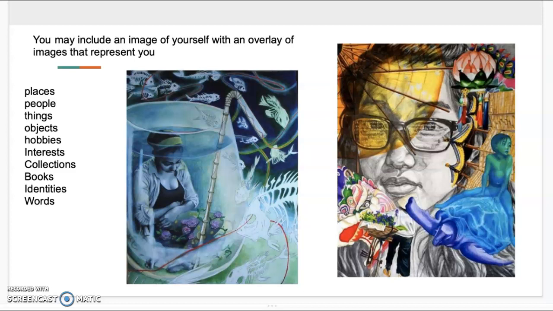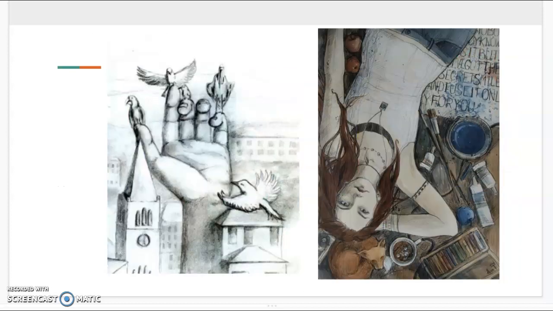So think about the places that you've been, the people that are in your life, the things that are special to you, objects. What are your hobbies? What are your interests? Perhaps you have a collection of some kind. Maybe there are books that you read. What are the things that are your identities? So maybe you make a list of things that are about you first, and you could also even incorporate those words. So be thinking about that, what sparks an idea in your mind. Be creative in your thinking, and hopefully this will be your best drawing so far.